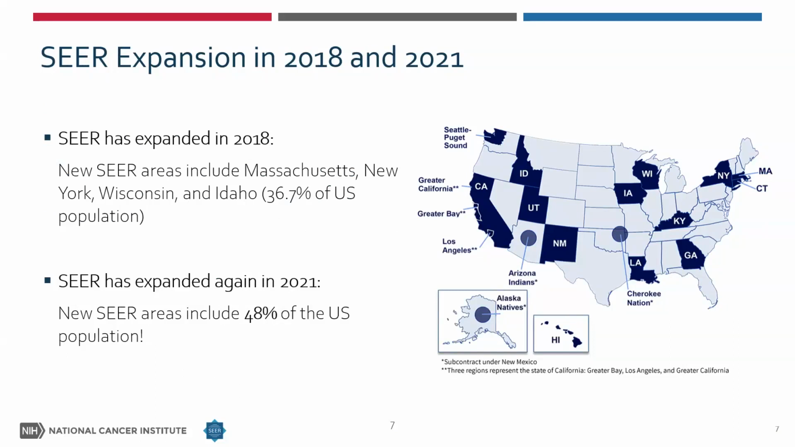Just to note that the data that is currently available in the SEERStat software is based on the registries that were expanded in 2018. So the new registries that were added in 2021, the data is not available in SEERStat and will be available sometime in the near future.